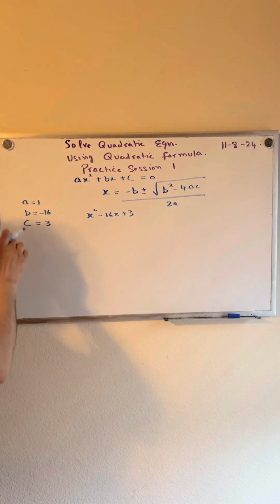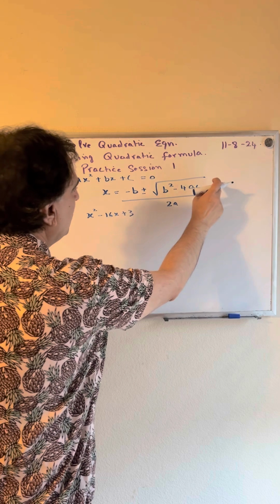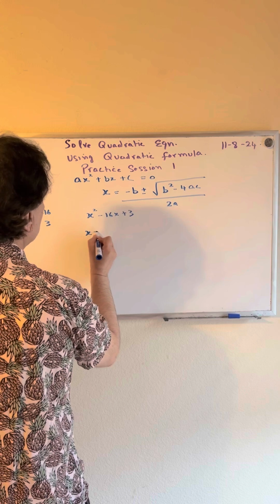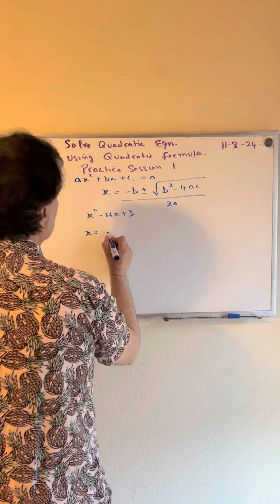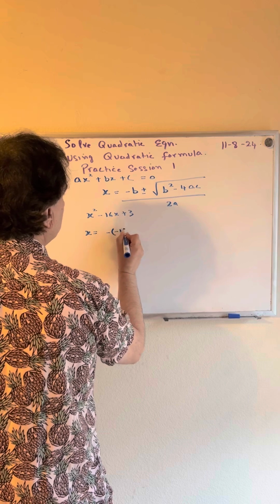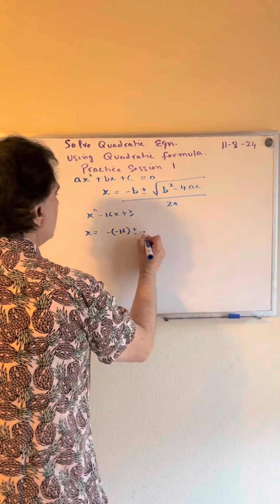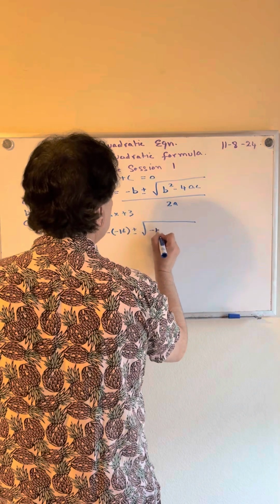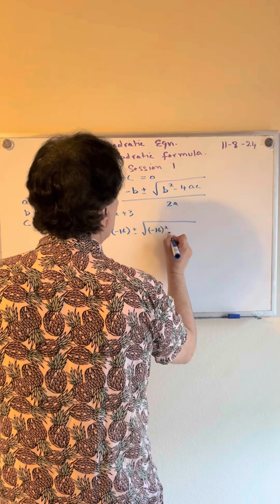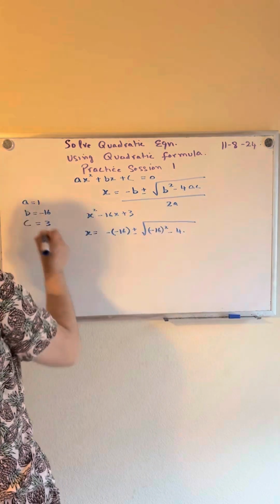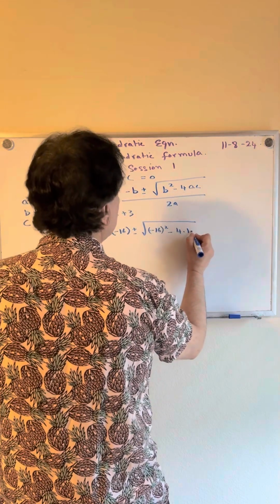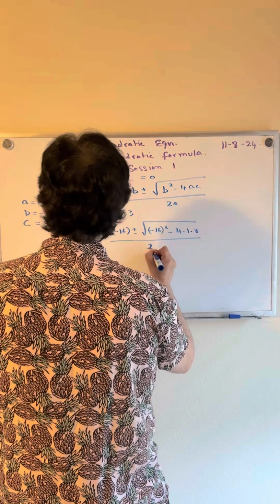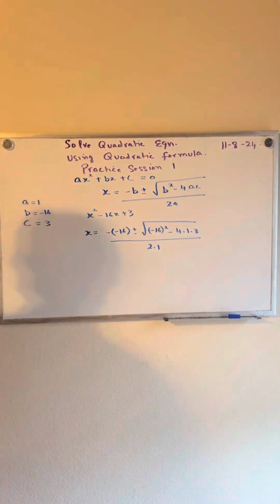Now what you do is plug the values of a, b, c into the quadratic formula to find the value of x. So x is equal to minus b, so minus of minus 16, plus or minus the square root of b squared, which is minus 16 squared, minus 4 multiplied by a, which is 1, multiplied by c, which is 3, the whole thing over 2a, 2 multiplied by a, which in this case is 1.